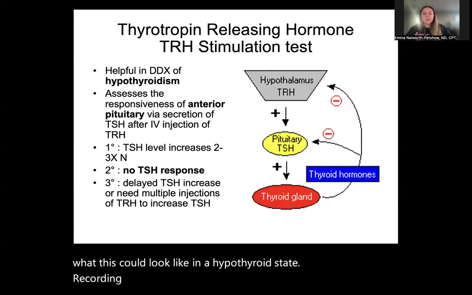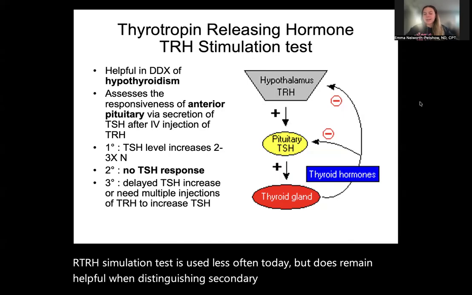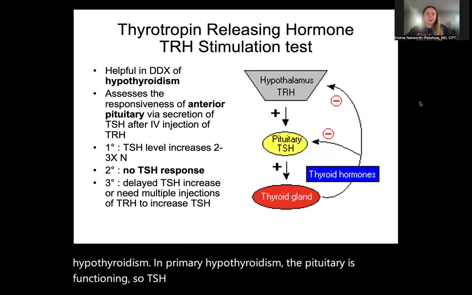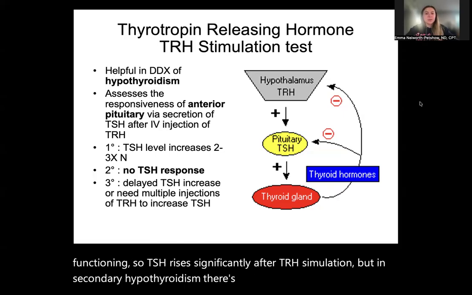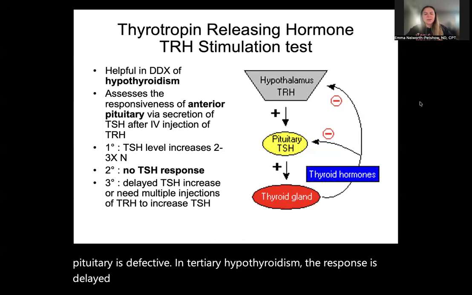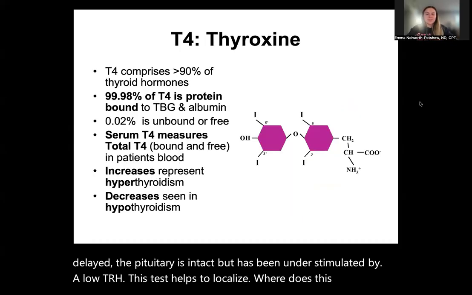The TRH stimulation test is used less often today, but does remain helpful when distinguishing secondary versus tertiary hypothyroidism. In primary hypothyroidism, the pituitary is functioning, so TSH rises significantly after TRH stimulation. But in secondary hypothyroidism, there's no TSH response because the pituitary is defective. In tertiary hypothyroidism, the response is delayed. The pituitary is intact but has been understimulated by low TRH. This test helps to localize where the dysfunction occurs along the axis.